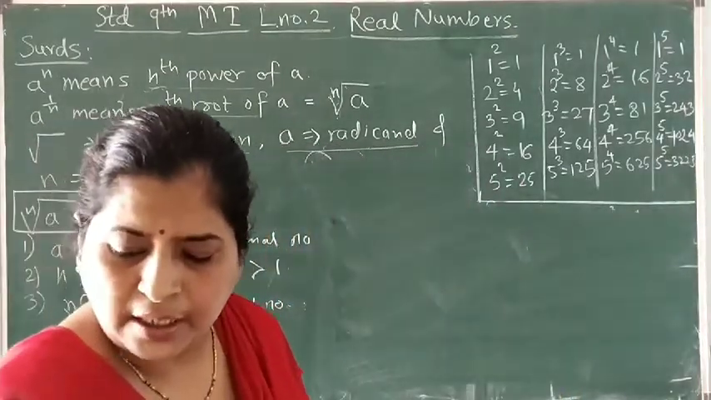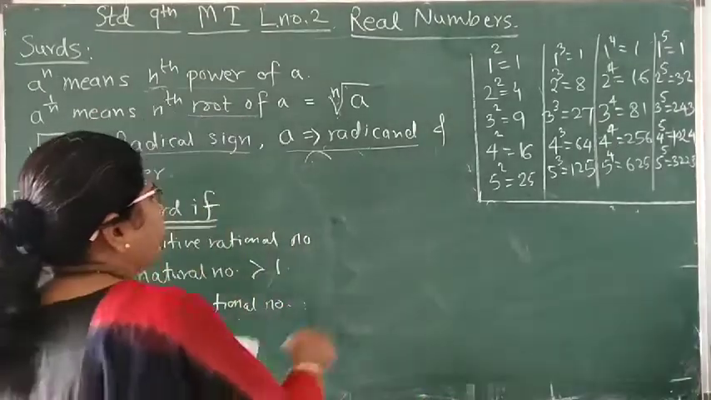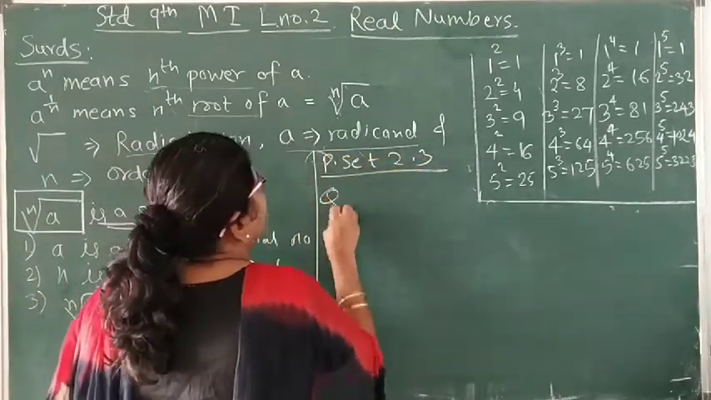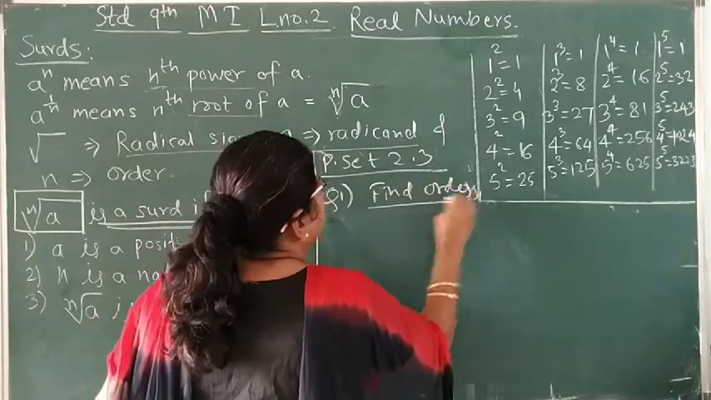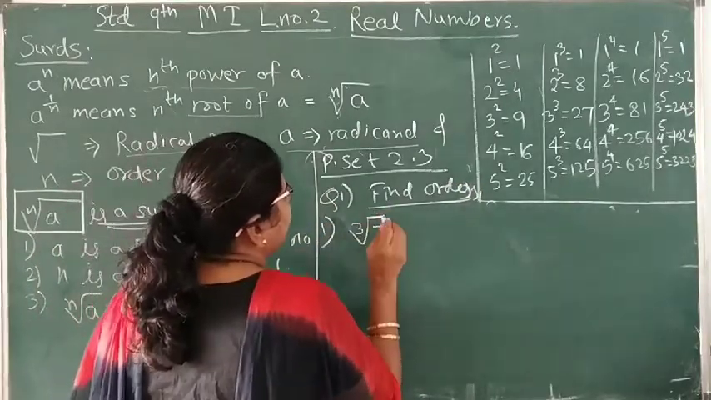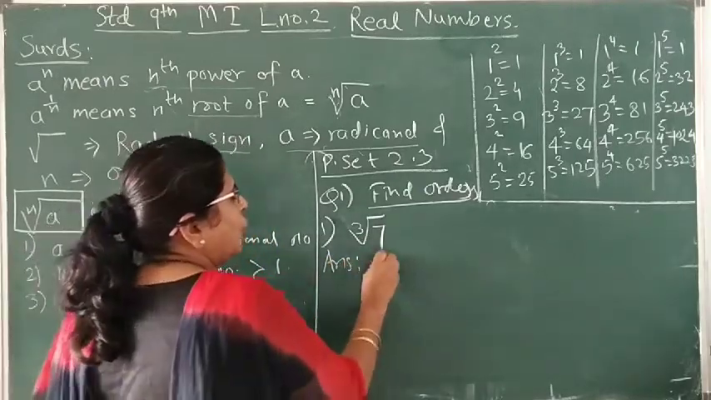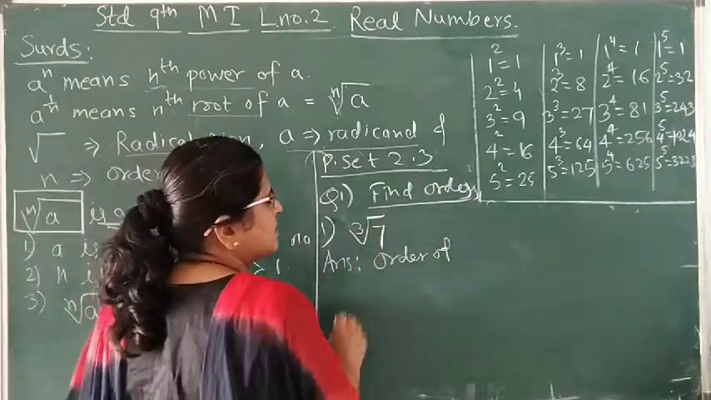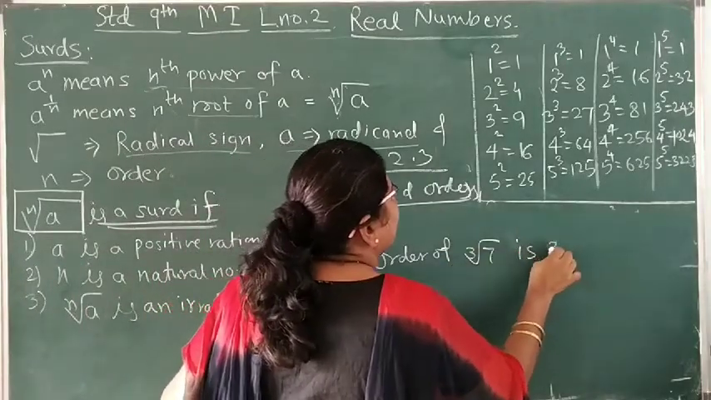The question number 1 is to state the order of the surds given below. Now if we go to practice set 2.3, question number 1 is to find the orders. Okay, so what are the orders? Here it is given the cube root of 7. Now how will we write the answer of this question? The order of the cube root of 7 is 3. This is the surd given in the question.